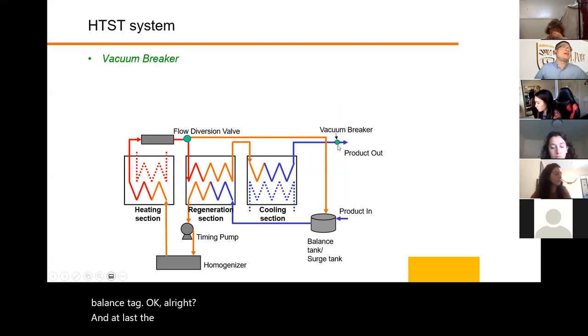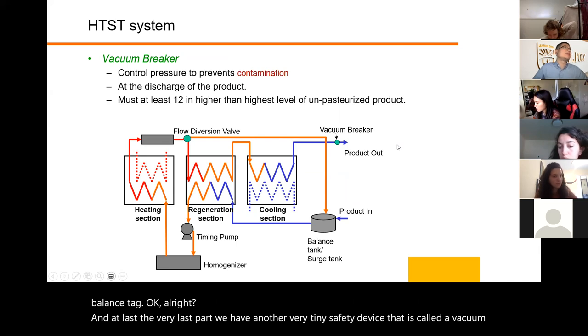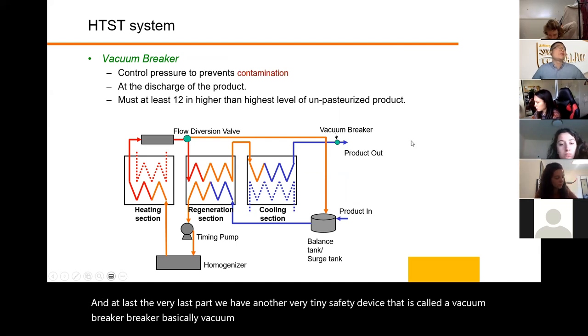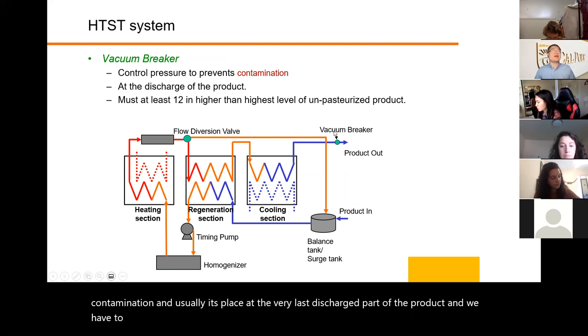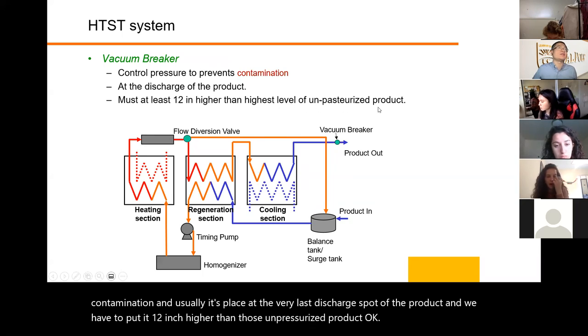All right. And the very last part, we have another very tiny safety device called a vacuum breaker. Basically, the vacuum breaker controls the pressure to prevent contamination. Usually it's placed at the very last discharge spot of the product. And we have to put it 12 inches higher than the highest level of unpressurized product.